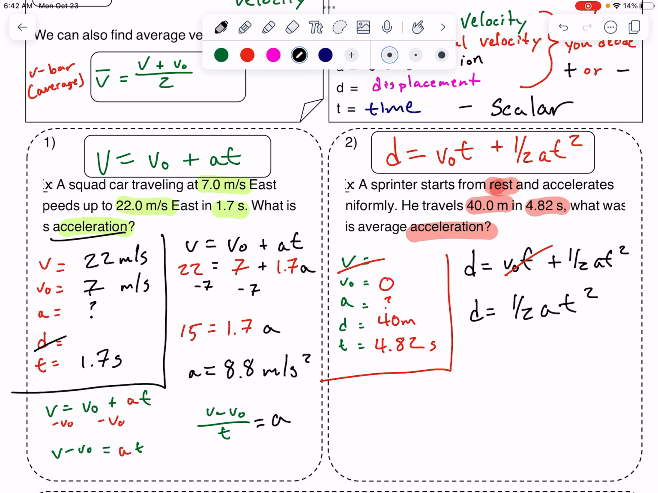So again, you could rearrange this whole equation: multiply both sides by 2, divide both sides by t squared, or you can just go ahead and plug in your numbers now. Both methods are going to work. You do you. So just to simplify here, I'm just going to plug in some numbers. 1/2, I don't know a. Again, I'm only squaring the time. I'm not squaring the entire equation there.